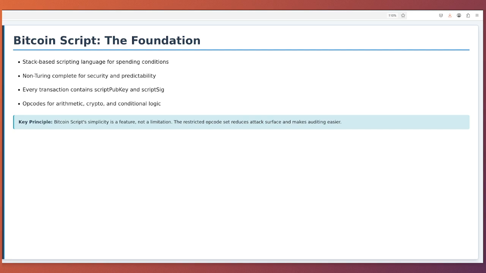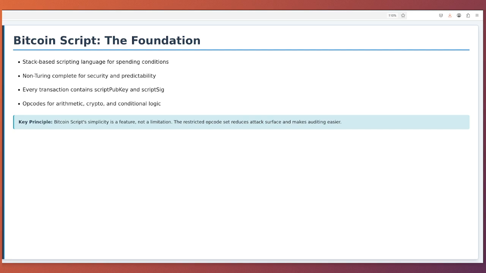Every Bitcoin transaction contains scripts. The output script, called script pub key, defines the conditions that must be met to spend the coins. The input script, called script sig, provides the data that satisfies those conditions. When a transaction is validated, nodes concatenate the script sig and script pub key and execute the combined script. If the script executes successfully and leaves a true value on the stack, the transaction is valid.